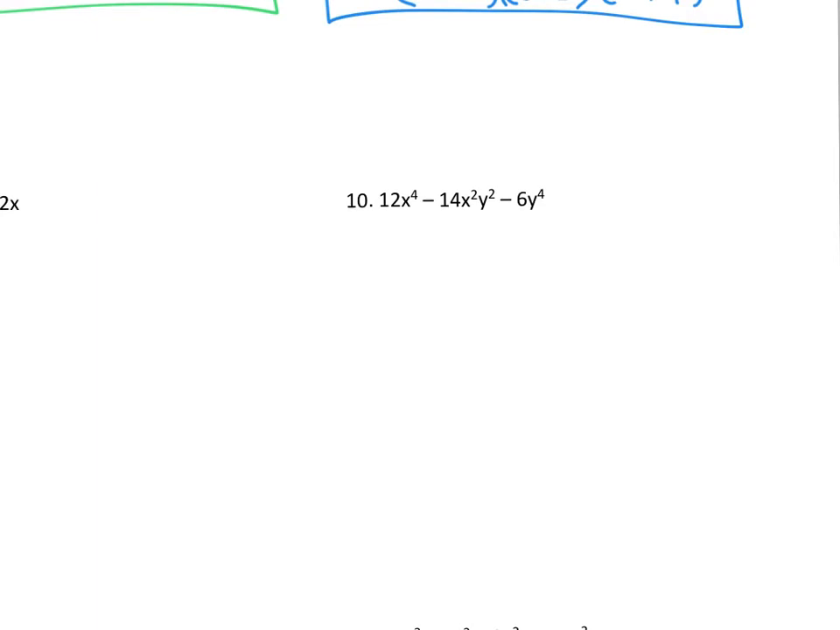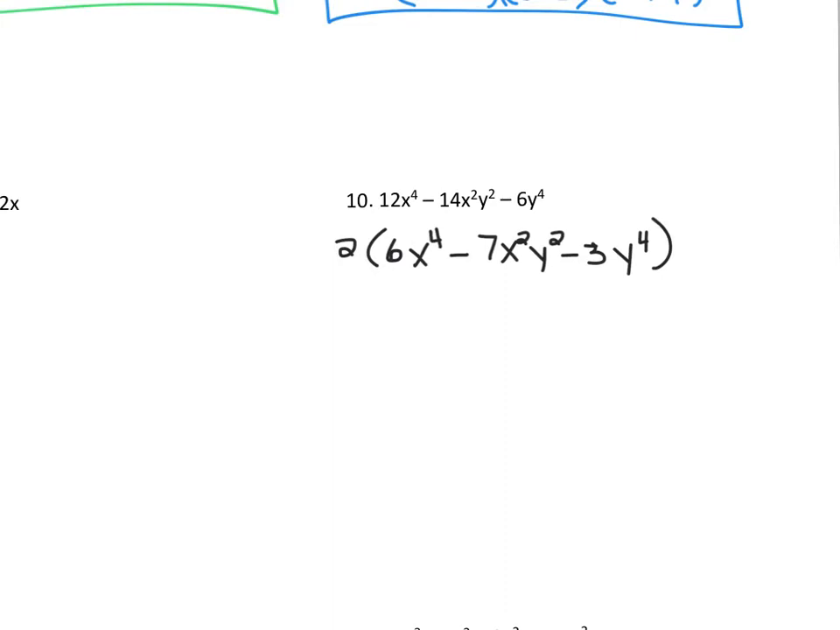All right, but we still want to ask, can I factor out a greatest common factor? Now, we can't factor out any variables because this term doesn't contain an x, and this term doesn't contain a y. But if you look at those numbers, you can factor out a 2, right? They're all even, and 2 is the biggest number that divides evenly into all of them. So I'm going to factor out a 2, which leaves me with 6x to the 4th minus 7x squared y squared, and then minus 3y to the 4th.